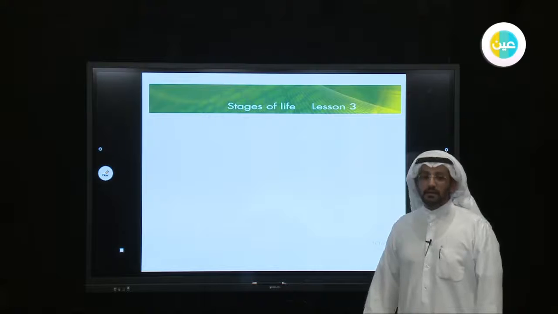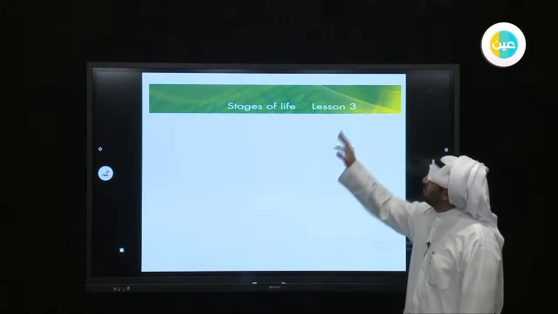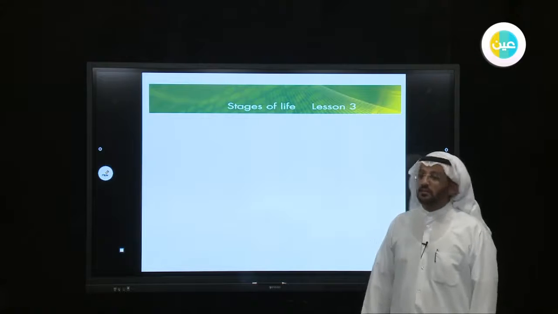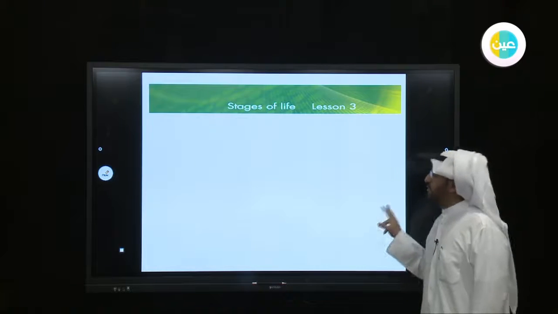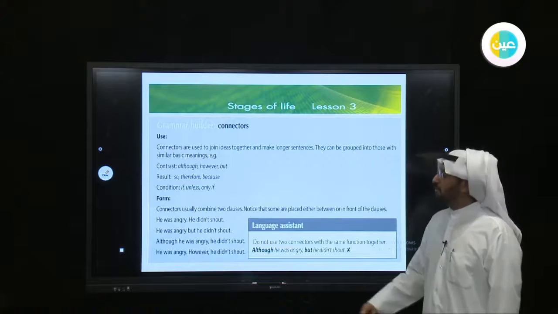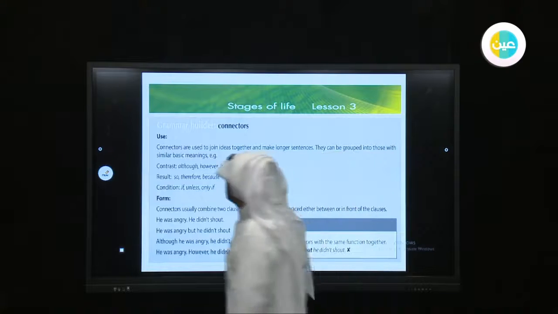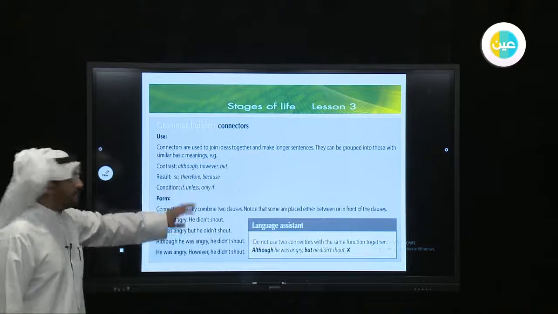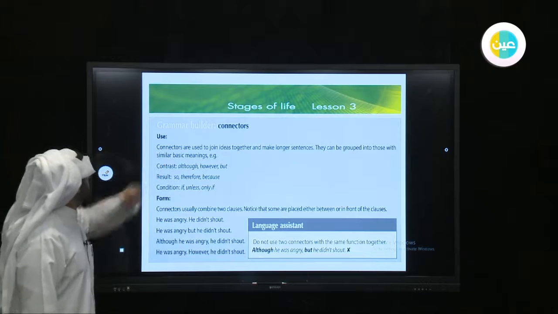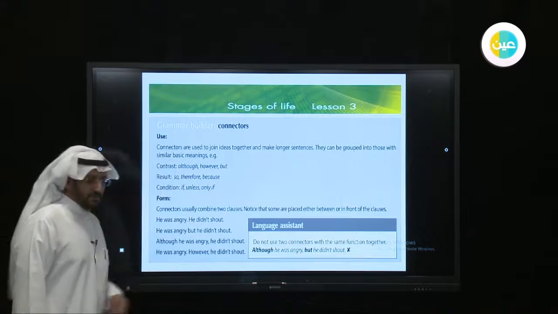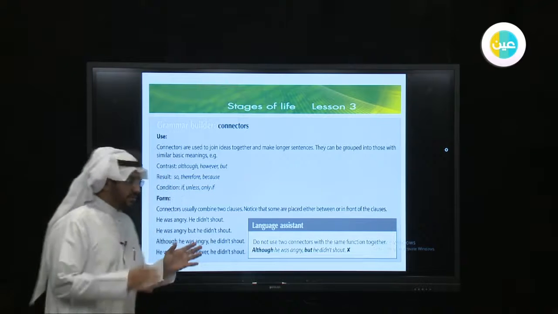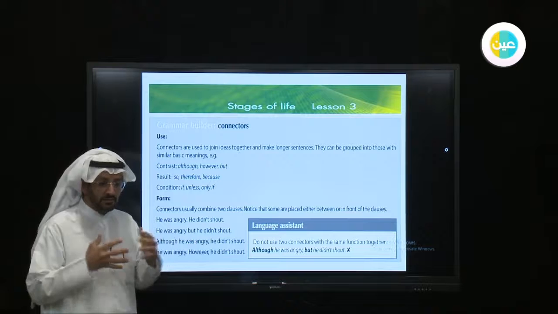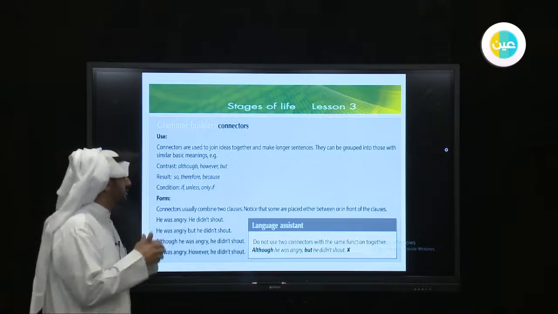The headline of Unit 5 is Stages of Life. Lesson 3, Grammar guide. Look at the board. Look at the screen. Connectors mean words to connect sentences together.